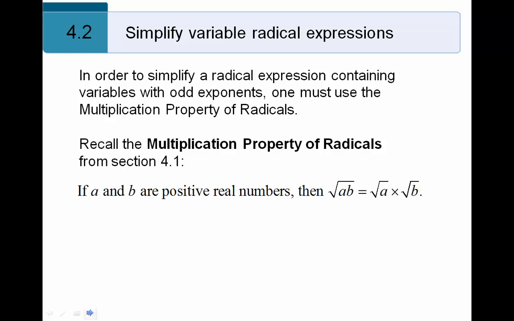All right, we took the square roots of variables that have even exponents by dividing them by 2. Now, in order to take the square root of variables that have odd exponents, we're going to have to use this multiplication property of radicals. In order to simplify a radical expression containing variables with odd exponents, one must use the multiplication property of radicals. So we're going to have to split those up. And let me just show you how we're going to do those.